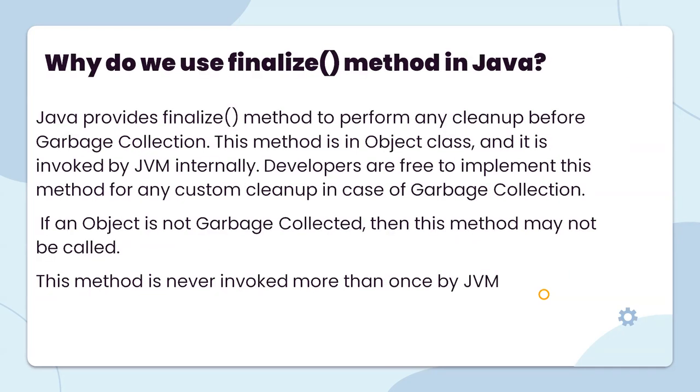Why do we use the finalize method in Java? Java provides the finalize method to perform any cleanup before the object is garbage collected. This method is in the Object class, and it is invoked by the JVM internally. Developers are free to implement this method for any custom cleanup. If an object is not garbage collected, then this method may not be called. This method is never invoked more than once by the JVM.